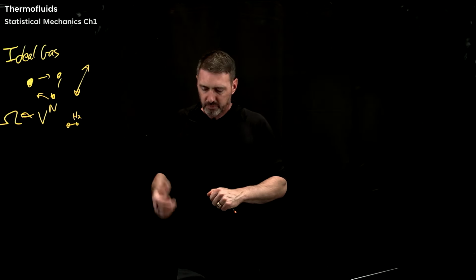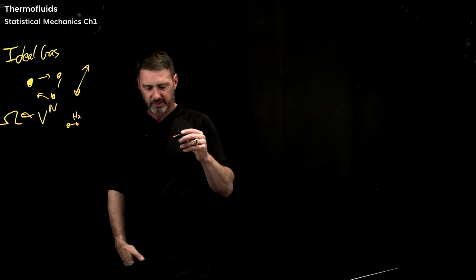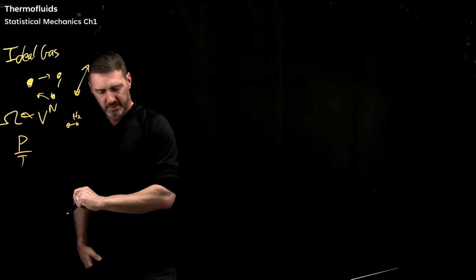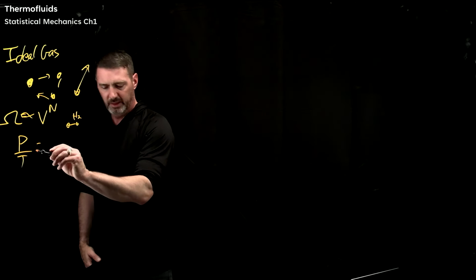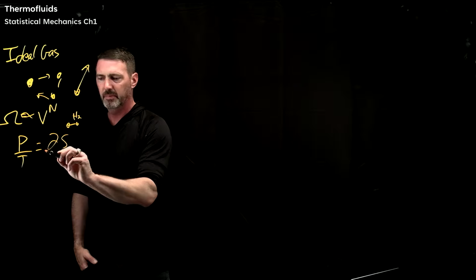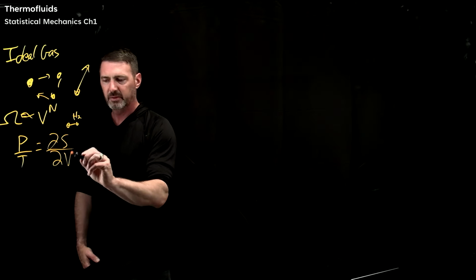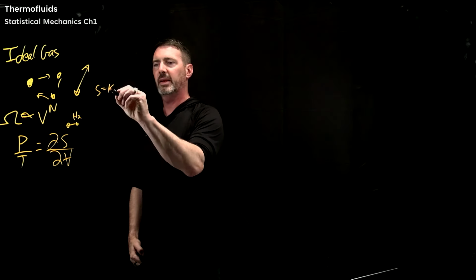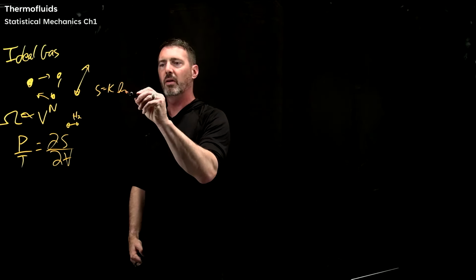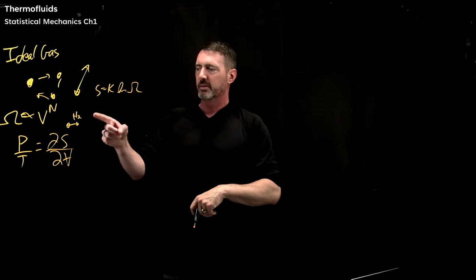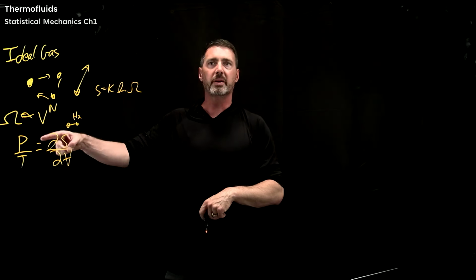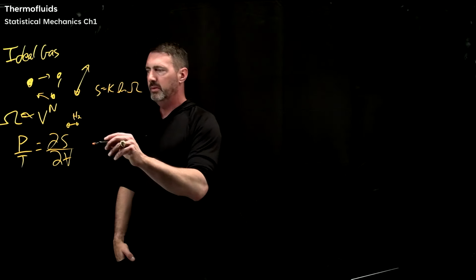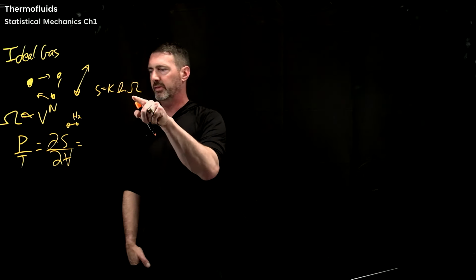And so what I want to then show is that we already defined from last time that P over T is the change in entropy with respect to volume. Remember, S picks up that K, so we don't have to keep track, K natural log of the omega. So the partial of entropy with respect to volume is P over T. We derived that a little bit earlier.